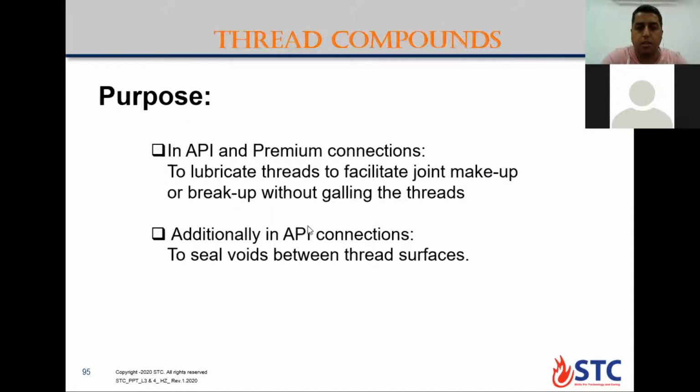What is the purpose of the thread compound? In API and premium, it provides lubrication when you apply it only on the pin connection. It provides lubrication to help make up or break out the connection with the torque. Additionally, in API connection, it seals the voids between thread surfaces. So the thread compound is responsible for making the seal in an API EUE connection, for example.